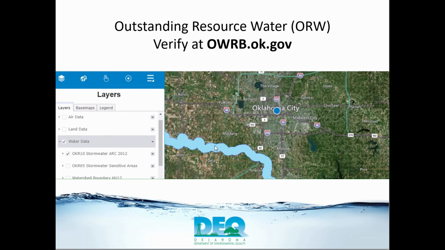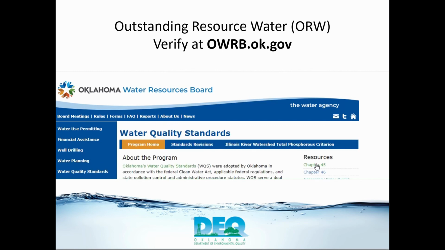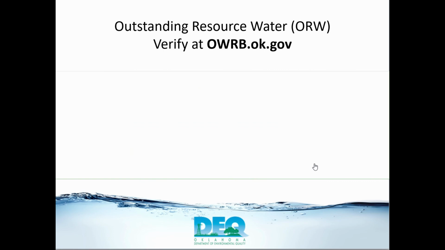You may use the OKR10 Stormwater ARC 2012 option on the data viewer in place of the ORW. If you would like to verify whether your project site does truly lie within an ORW zone, navigate to the owrb.ok.gov website. Select Water Quality Standards on the left of the screen. Select Chapter 45 on the right of the screen.